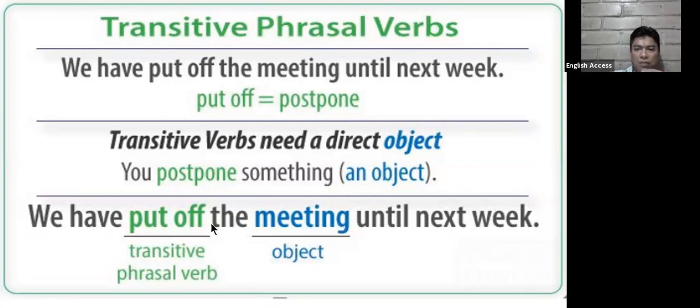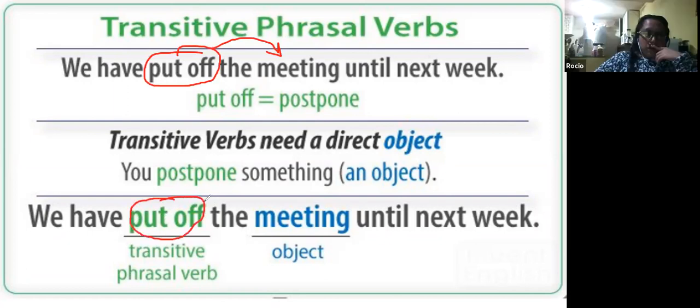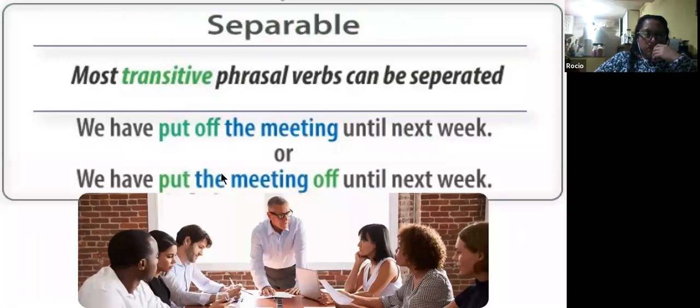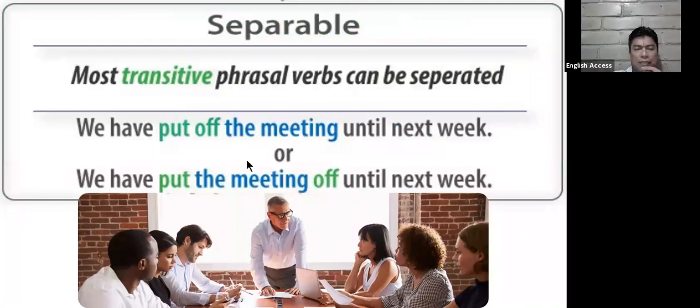We have put off the meeting until next week, or we have put off the meeting. So we either put it together, put off the meeting, or you can say put the meeting off. These are separable phrasal verbs. You separate the phrasal verb. Put off is separated by the object.